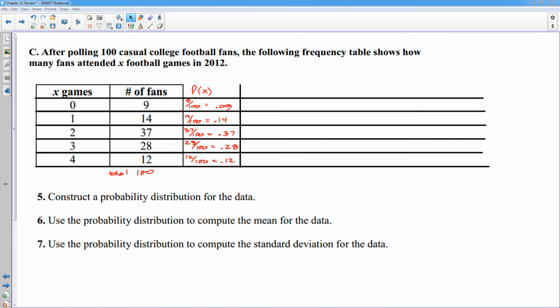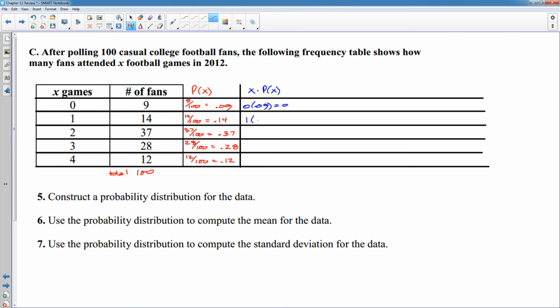To compute the mean, it's not too bad, but we need to put in another column where we do x times the probability of x. My x column is the first one, that's how many games the fans attended, times the probability for that entry. So 0 times 0.09 is 0. 1 times 0.14 is 0.14. 2 times 0.37, and maybe I need to write those in there just to make sure everybody understands where this is coming from.